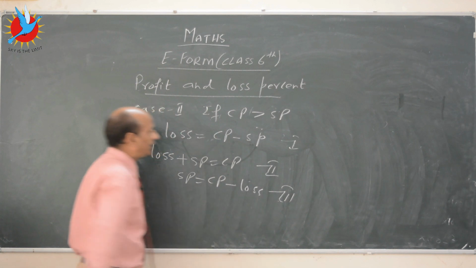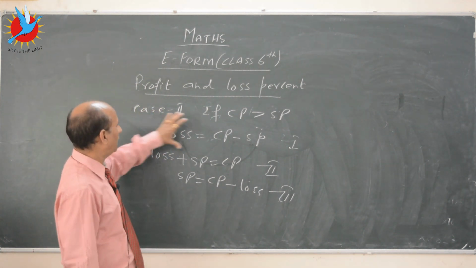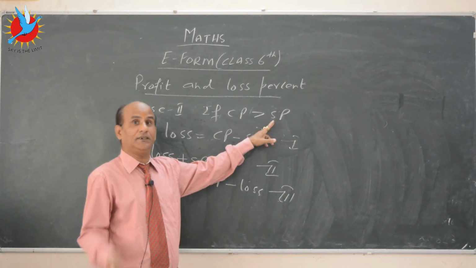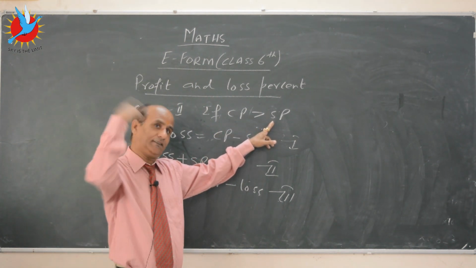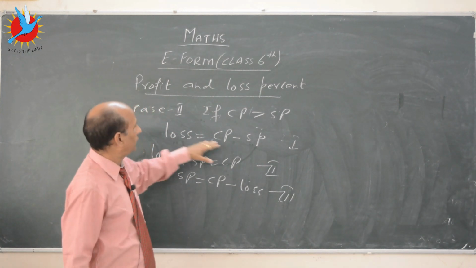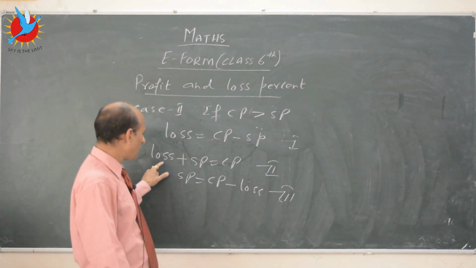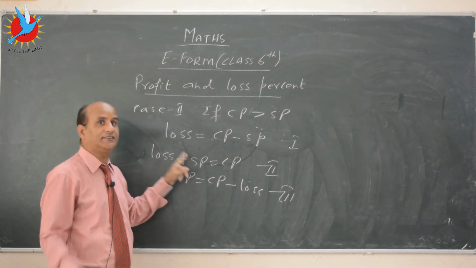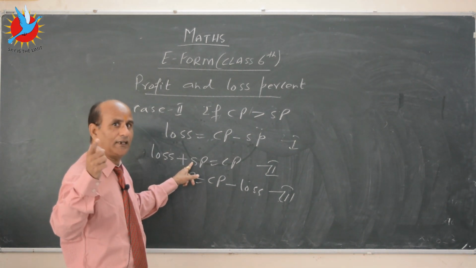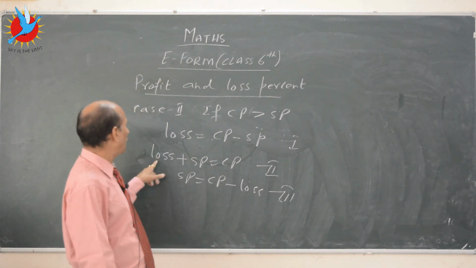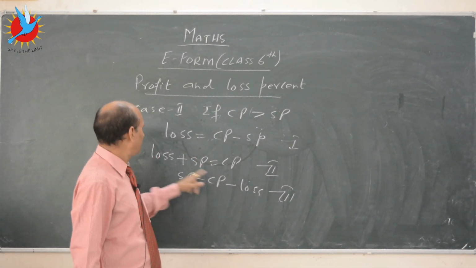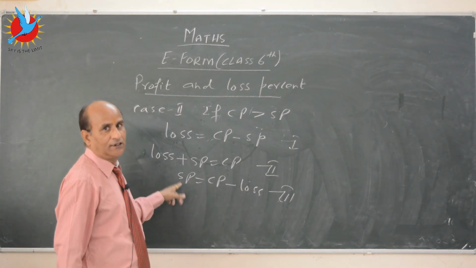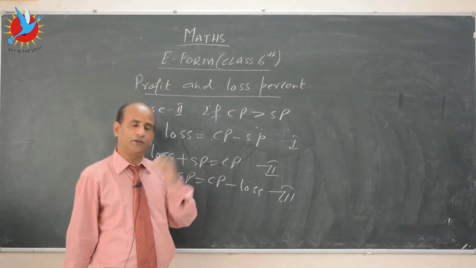So you will get 3 formulas in this way. First, how to find the loss. First check whether CP is greater than SP, then there is a loss, otherwise it is a profit. So loss is equal to CP minus SP. How to find the cost price when loss and selling price are given? Then it is loss plus SP. And when cost price and loss are given, you can find the selling price. These 3 formulas I have told you in the previous class.